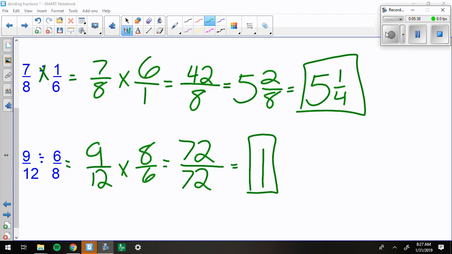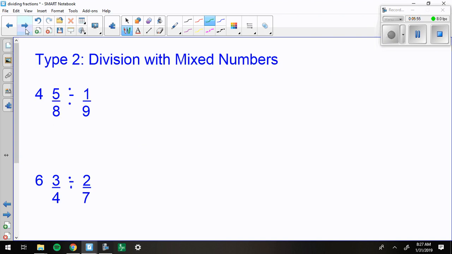9/12 divided by 6/8. 9/12 stays the same. Division to multiplication. 6/8 changes to 8/6. 9 times 8, 72. 12 times 6, 72, equals 1. All right, let's move on.